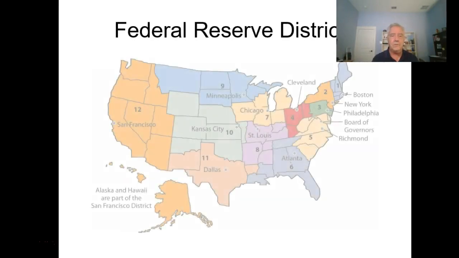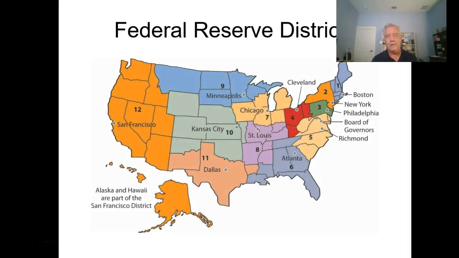Federal Reserve districts. Here's what the map of the U.S. looks like. And you can see district number 1 is Boston. And then you have New York, Philadelphia, the Board of Governors in Washington, D.C., Richmond branch, number 5, Cleveland, number 4, Chicago, 7, 6, etc. You look at us in Dallas, we're District 11. San Francisco is the largest geographical district. It's comprised of most of the western states, as well as Hawaii and Alaska. So geographically, the San Francisco district is the largest.